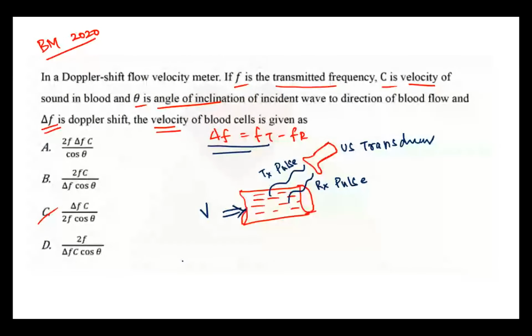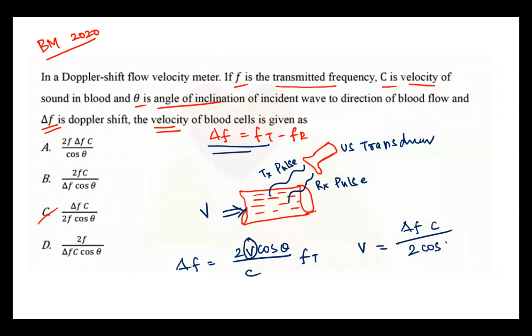Actual del F, your parent equation is 2v cos theta by c into ft. So from here they ask for v. Keep v on this side as it is and bring 2 cos theta from the numerator to the denominator and c to the numerator, just cross multiplication. So v is nothing but del f into c divided by 2 cos theta into f. So this is option C.